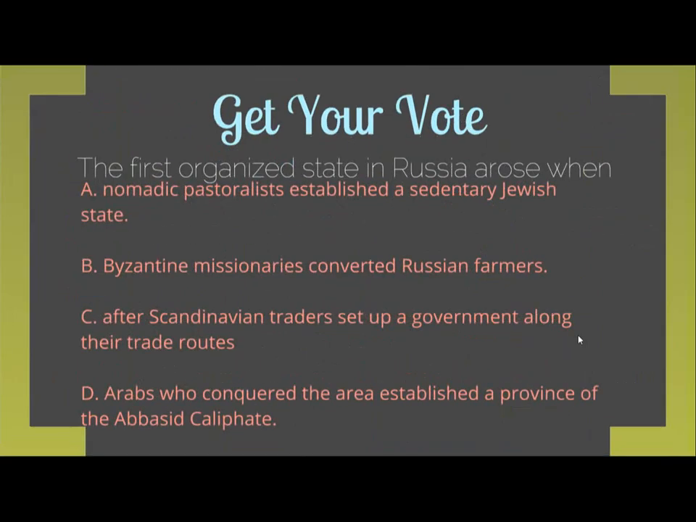The first organized state in Russia arose when, I forgot to sing the song, please forgive me, a nomadic pastoralist established a sedentary Jewish state. Byzantine missionaries converted Russian farmers. After Scandinavian traders set up a government along their trade routes, or Arabs who conquered the area established a province of the Abbasid Caliphate. The correct answer is after Scandinavian traders set up a government along their trade routes.